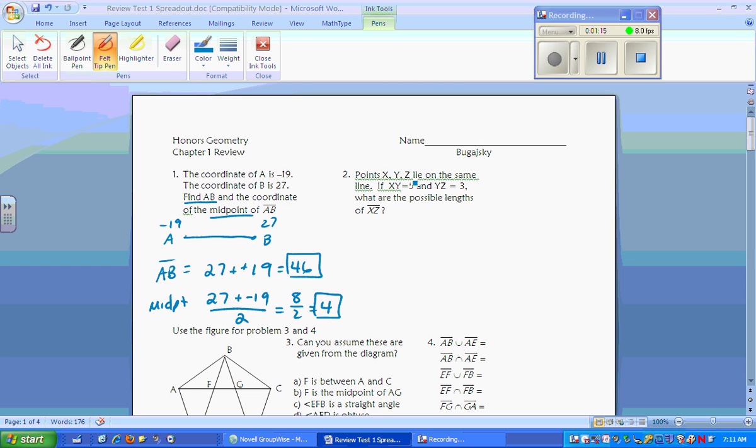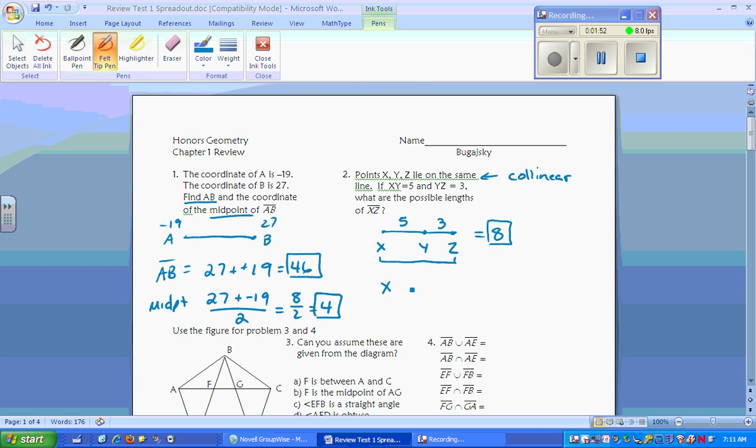Number 2, points X, Y, and Z lie on the same line. So what does that mean if they lie on the same line? They are collinear. We know that XY is 5. We know YZ is 3. What are the possible lengths for XZ? Well, if we put Z over here, YZ would be 3. So XZ in this case would have a length of 8.